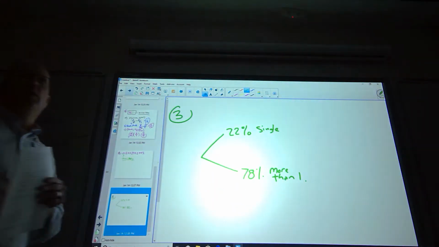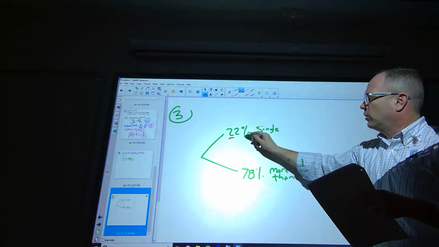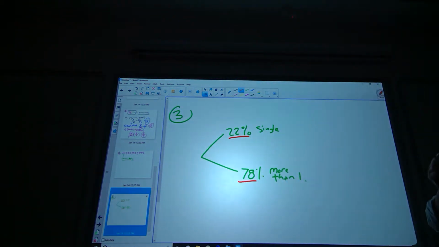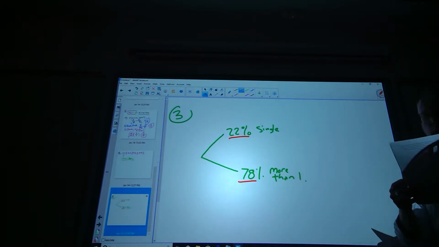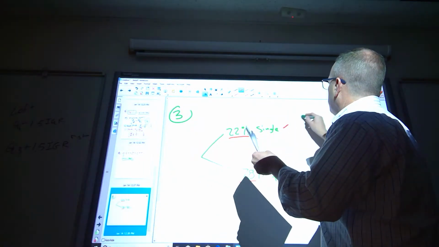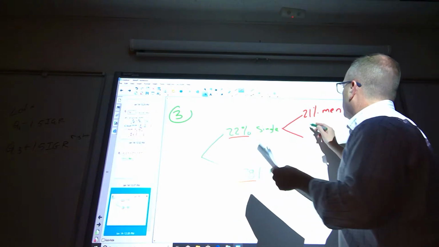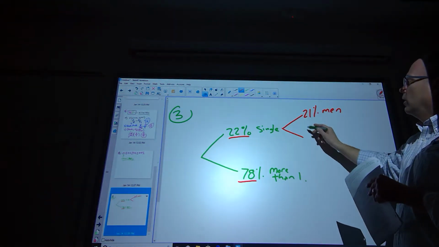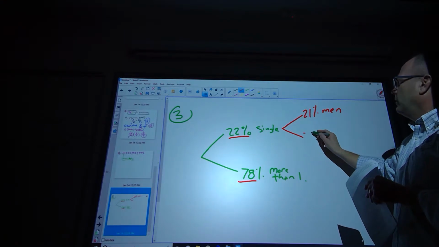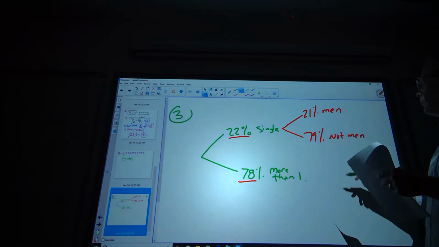Does that make sense? So we're finding 21% of 22%. Let's see. So that's my first branch. So first thing I have to look, if I add those together, do I get 100%? Yeah. First branch is legitimately done. Okay? And then it says, out of these single households, 21% are men. And that would mean that of this little thing, we're talking about 79% are not men. Okay?